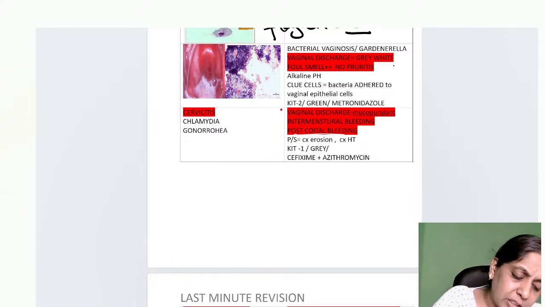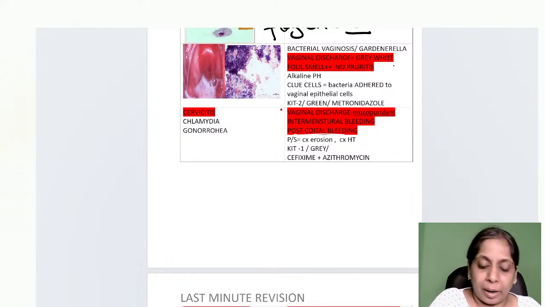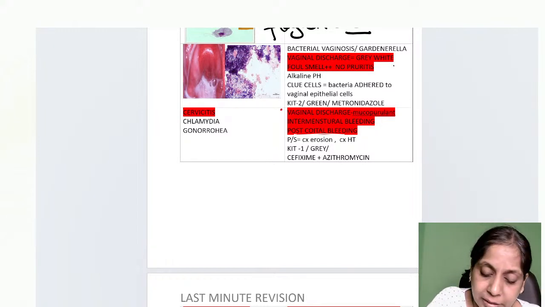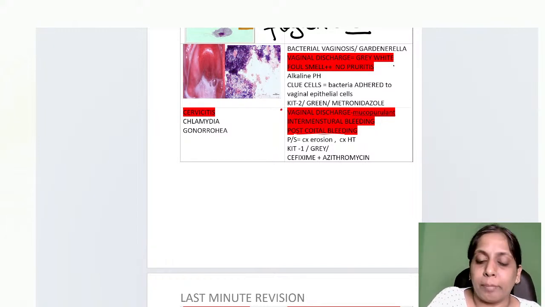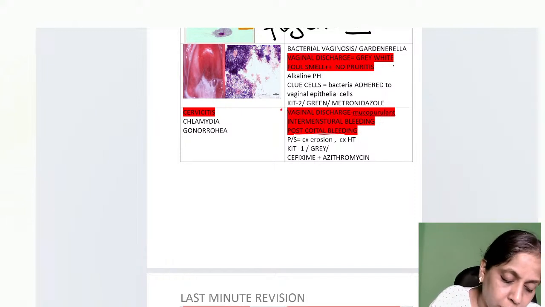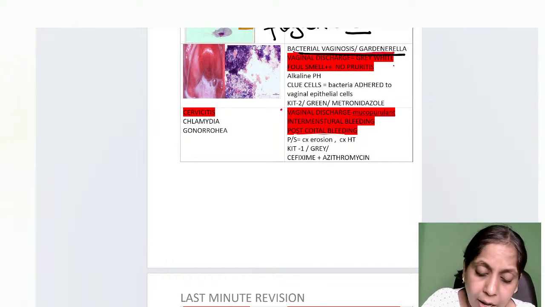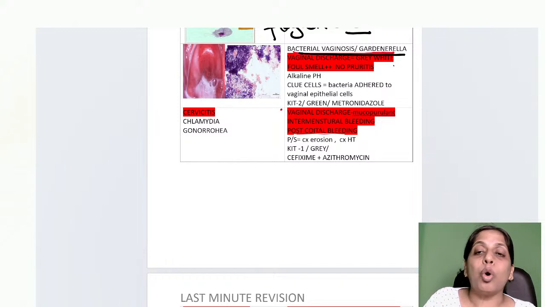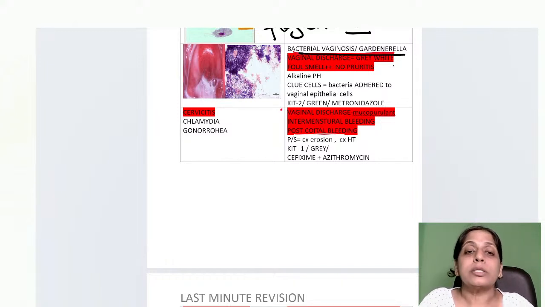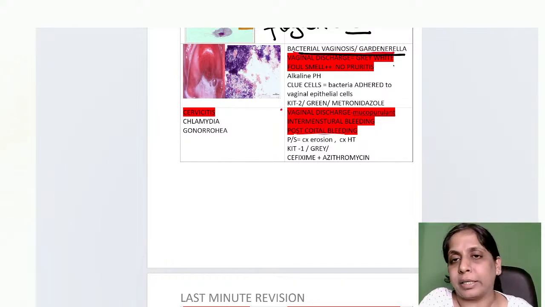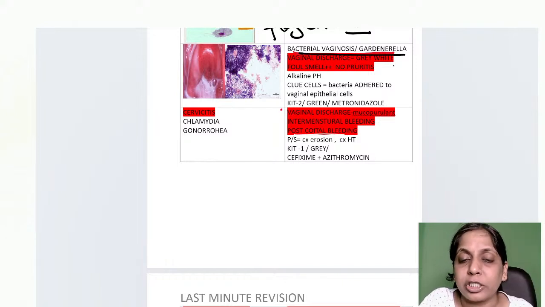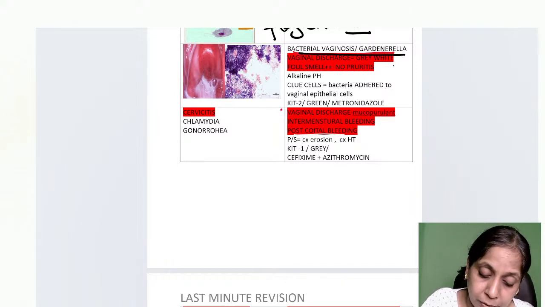Okay, now if the discharge is simple white in color but a foul smell is present, then of course that is a discharge of bacterial vaginosis. Gardnerella is the organism. It causes no inflammation and no pruritus.